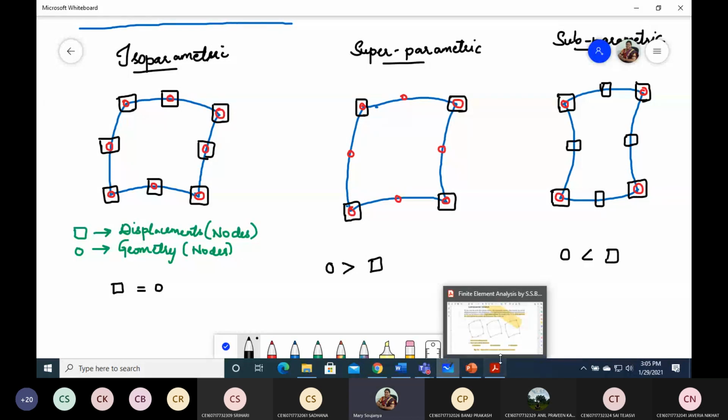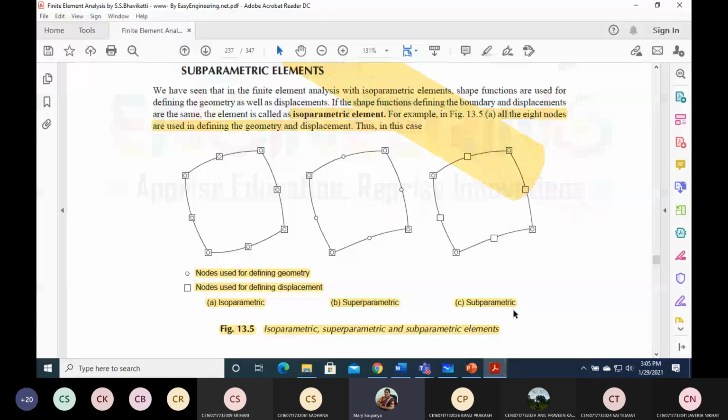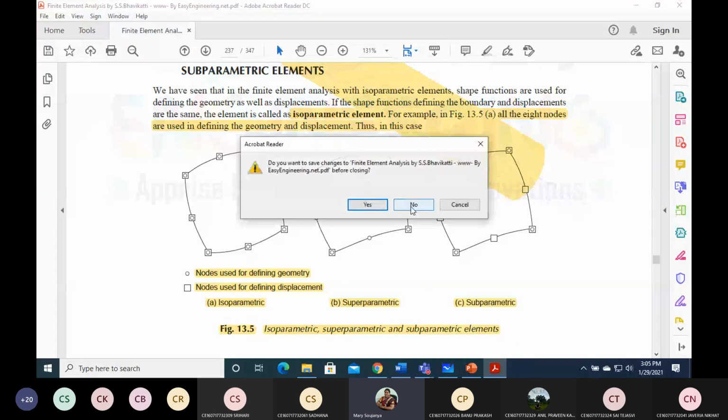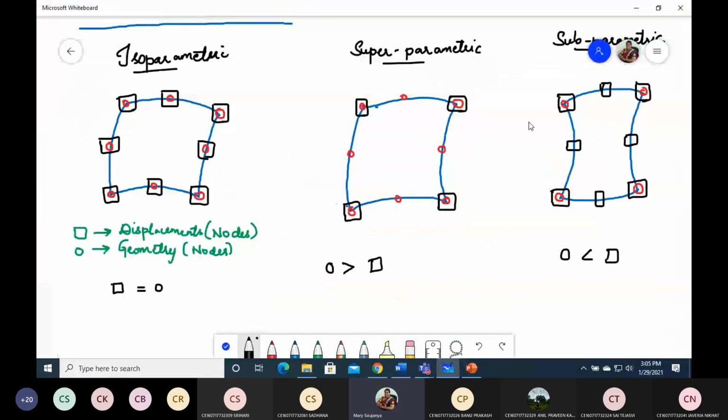If you see your previous year question paper, this was asked for 2 marks. You have to show it with the figure. Draw a figure, show the differences between the nodes that are defining geometry and the nodes that are defining the displacements, and then give the answer. That will give you full marks. They may ask you for 5 marks also. We never know. All right.